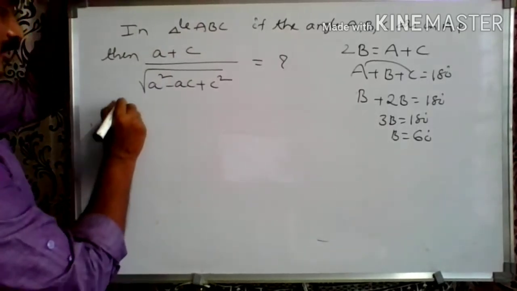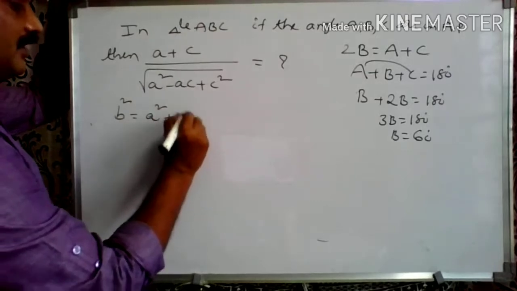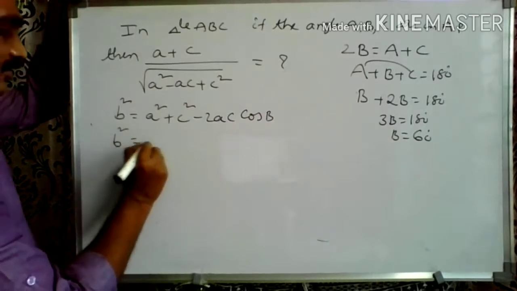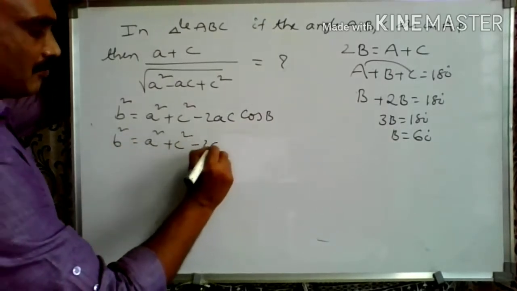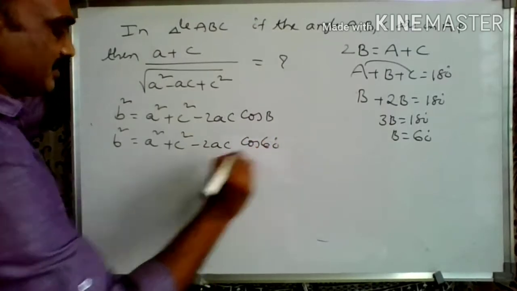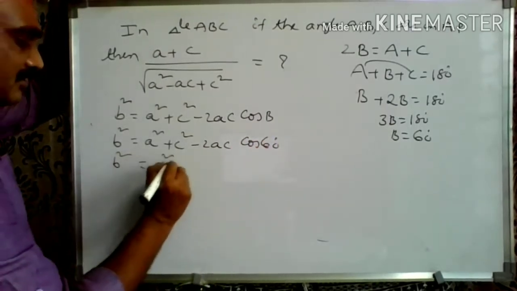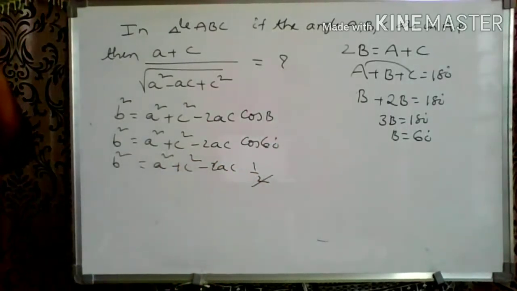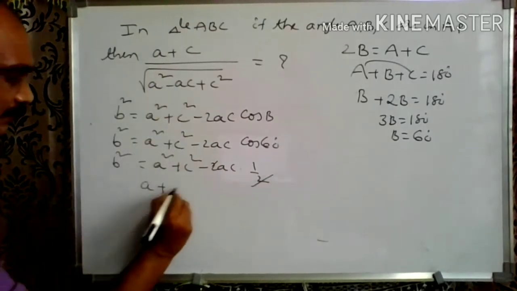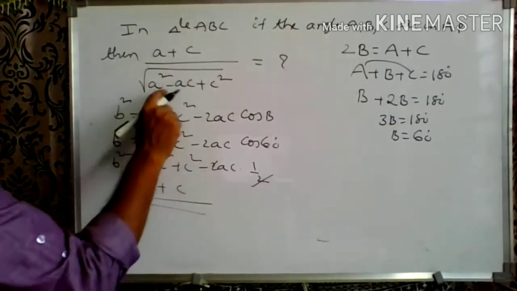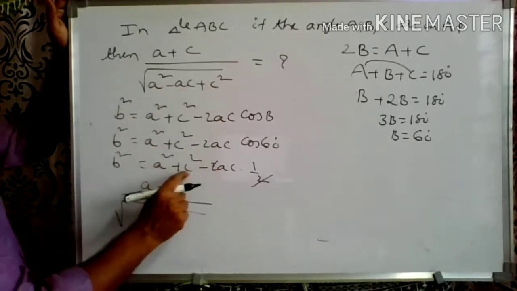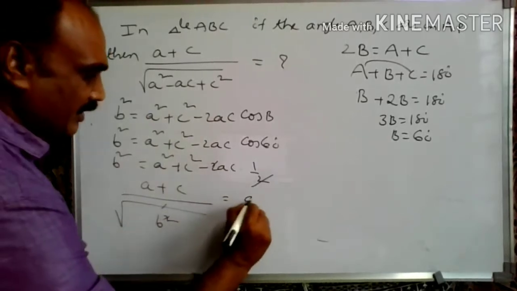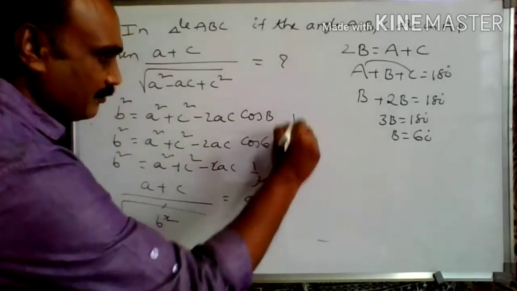From the cosine rule, b square is equal to a square plus c square minus 2ac into cos B. B is equal to 60 degrees, so b square is equal to a square plus c square minus 2ac into cos 60, which is 1 by 2. So the 2 gets cancelled. Students, a square plus c square minus ac is equal to b square. The problem asks for a plus c by b.